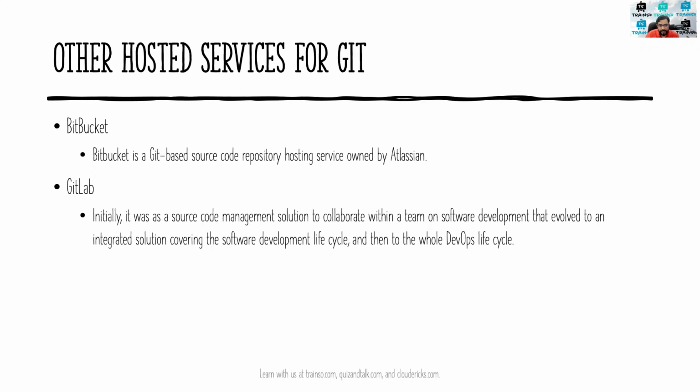GitLab, initially, was just a source code management solution to collaborate within a team on software development. Later it evolved into an integrated solution covering the software development lifecycle and then the whole DevOps lifecycle. With GitHub also, you can use something called GitHub Actions. And with Azure, you have Azure DevOps pipelines. Today, you cannot live without DevOps. You need to have a pipeline. You need to follow the DevOps lifecycle.